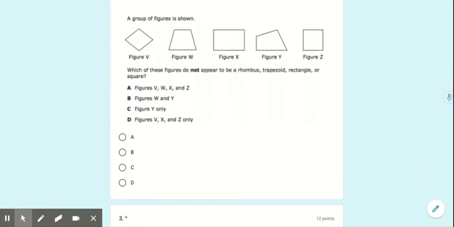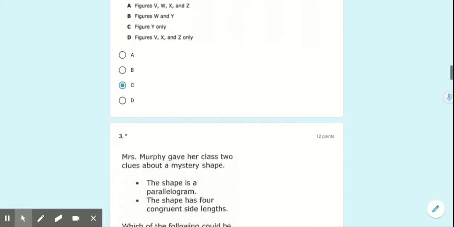Number 2. A group of figures is shown: figure V, figure W, figure X, figure Y, figure Z. Which of these figures do not appear to be a rhombus, trapezoid, rectangle, or square? A, figures V, W, X, and Z. B, figures W and Y. C, figure Y only. D, figures V, X, and Z only.